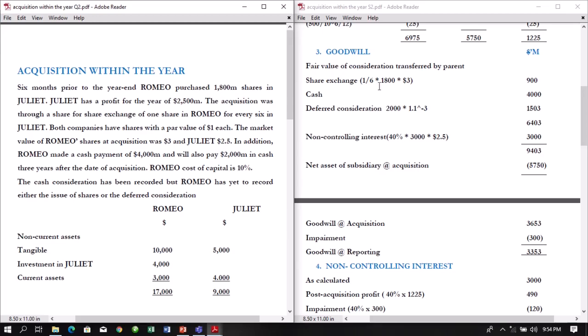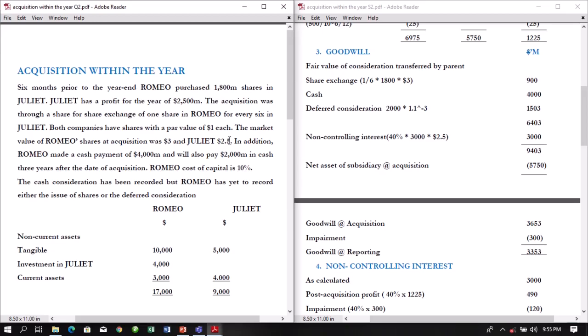So my 1/6 times how many shares did I really acquire? I acquired 1,800 shares. So this is telling me invariably that I will be giving the subsidiary company 300 shares to acquire 1,800 shares. Very easy and straight. So multiply by what? What is this 3 naira? It is the share price of the parent company. Whenever you are calculating share exchange, you multiply by the share price of the parent company, and it is given to us in this case that Romeo shares at acquisition was $3. That gave me 900.